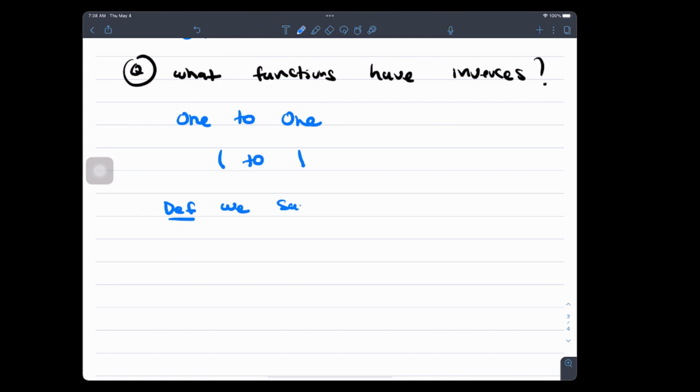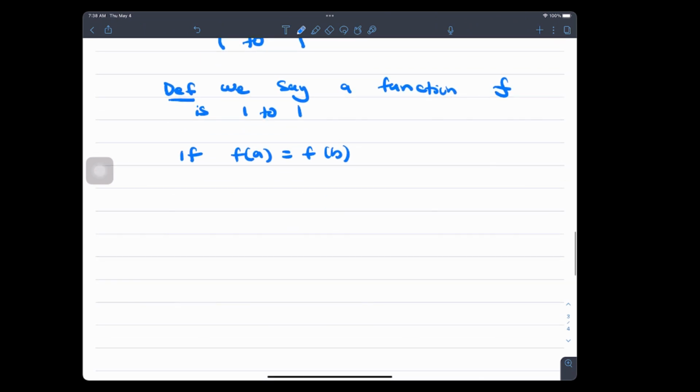We say a function f is one-to-one if the same outputs imply the same inputs. This is really the formal definition of being one-to-one.